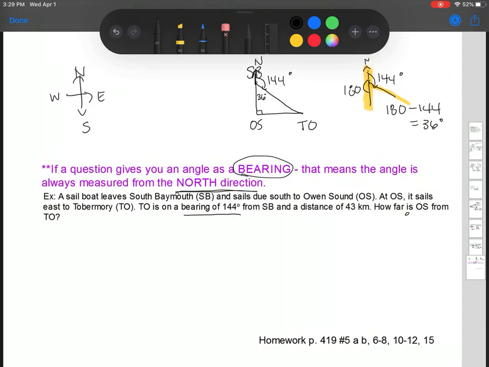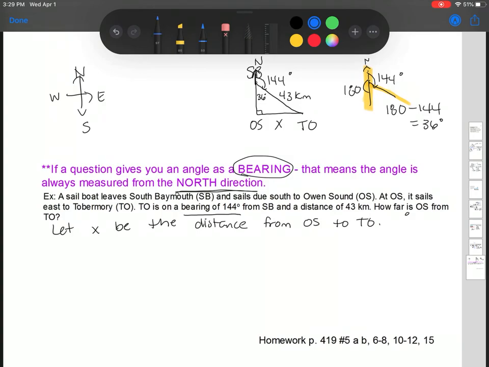Okay, and then we are given some measurements. So it does say that TO is on a bearing of 144 from SB and a distance of 43 kilometers. So these two are 43 kilometers apart. And then we are looking for how far OS is to TO. Okay, so that's going to be our X. I'm just going to use the short forms OS to TO.